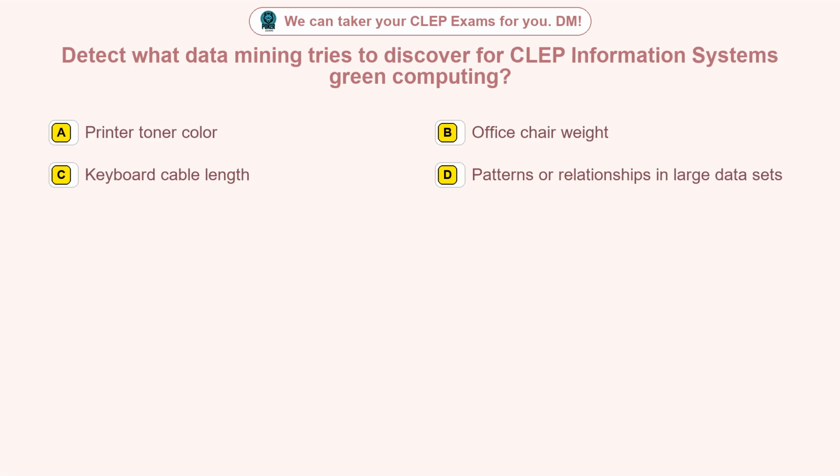Question 85. Detect what data mining tries to discover for CLEP Information Systems Green Computing?